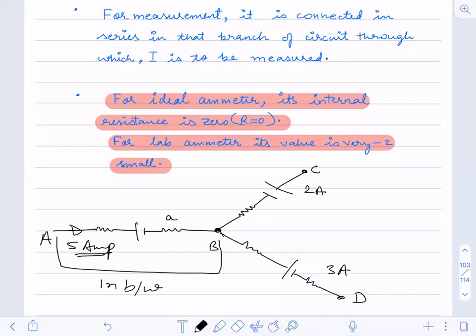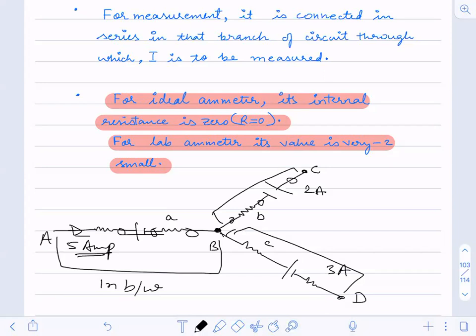Similarly, if you have to calculate the current for B, anywhere between B and C, wherever you put it, it will always be the same current. If you say 5 ampere, then the current here also will be 5, here also 5, everywhere 5 ampere. In this branch, if 2 ampere current is flowing, then everywhere 2 ampere, so anywhere between B and C you can connect it. For C, anywhere between C and D you can connect.